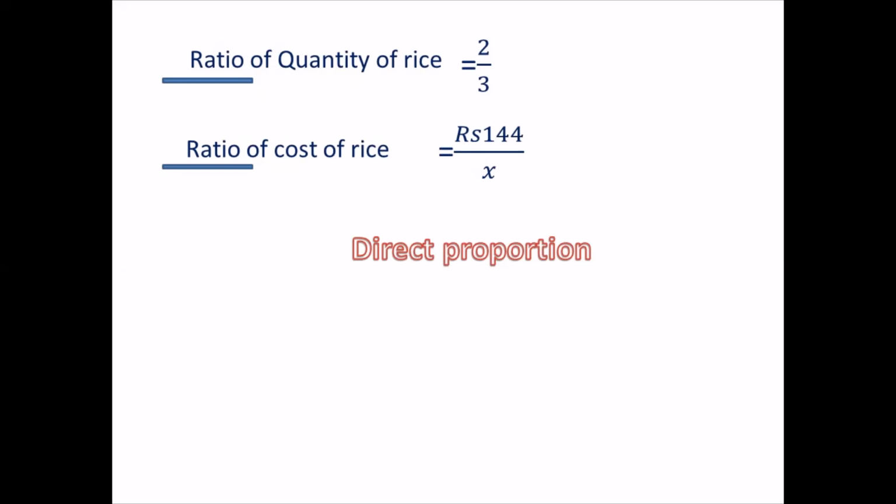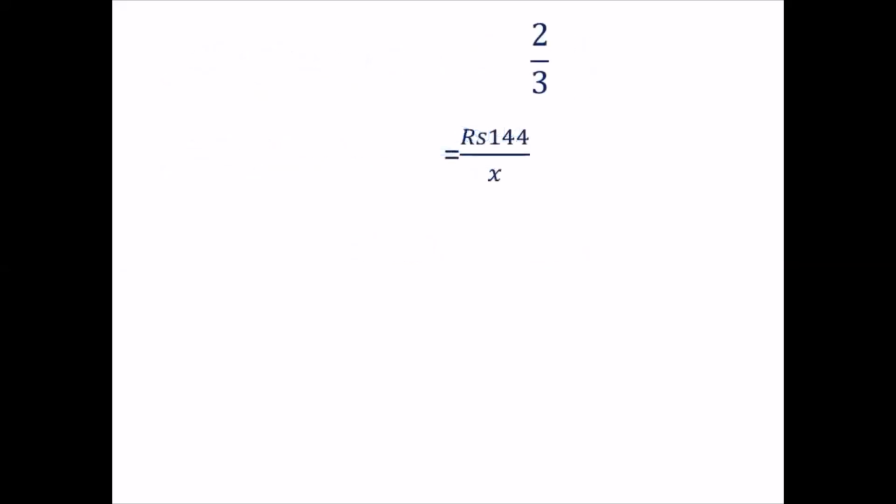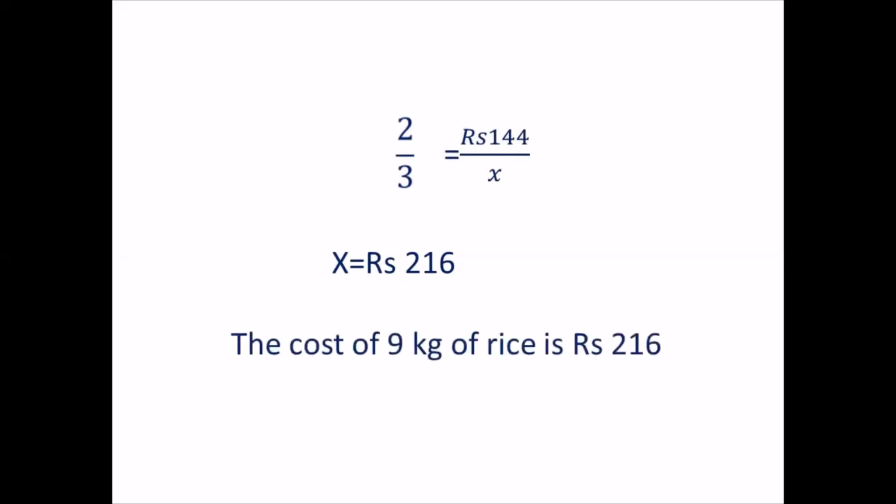So by the definition of proportion, these two ratios can be equated. Then by cross multiplication and simplification we get the value of x is 216 rupees. So the cost of 9 kilograms of rice is 216 rupees. So in this way we solve the problem using proportion by determining first whether they are in direct or inverse proportion.